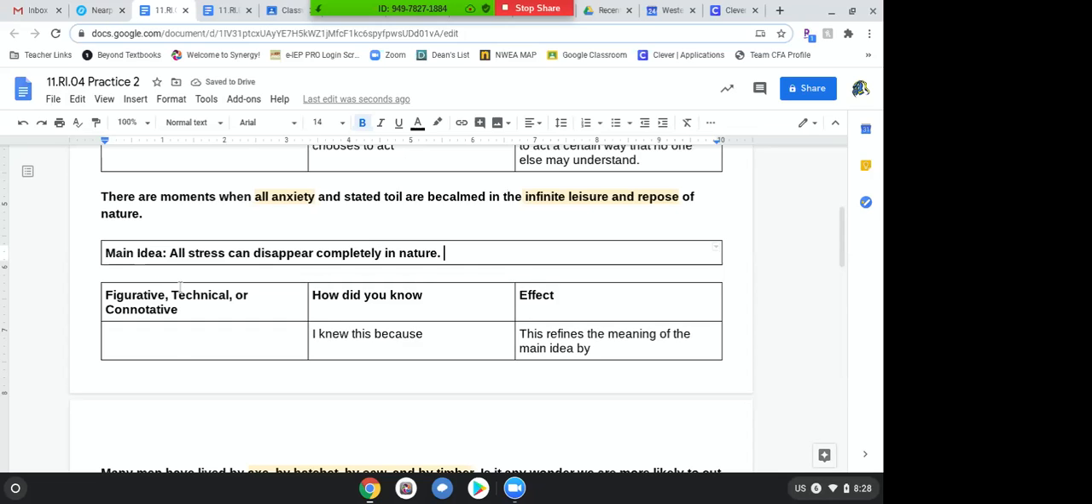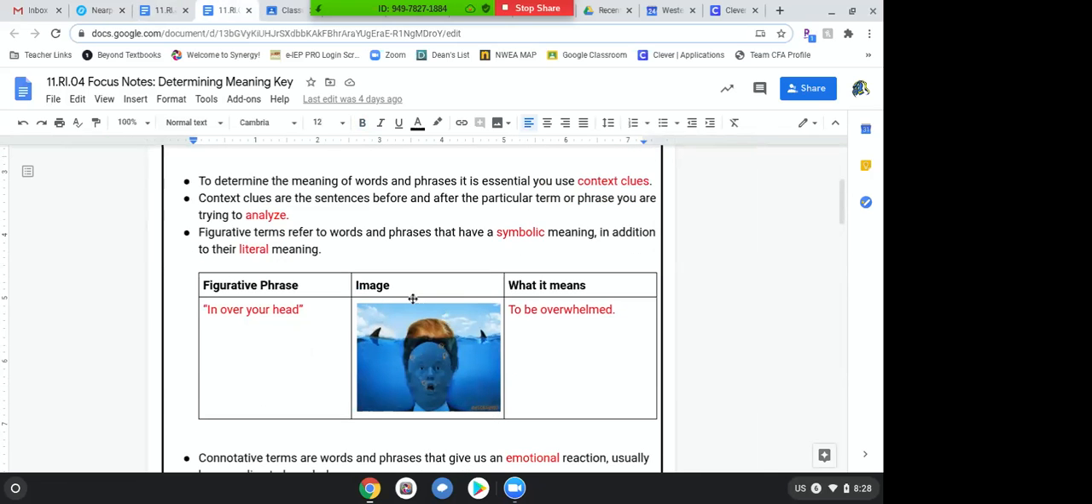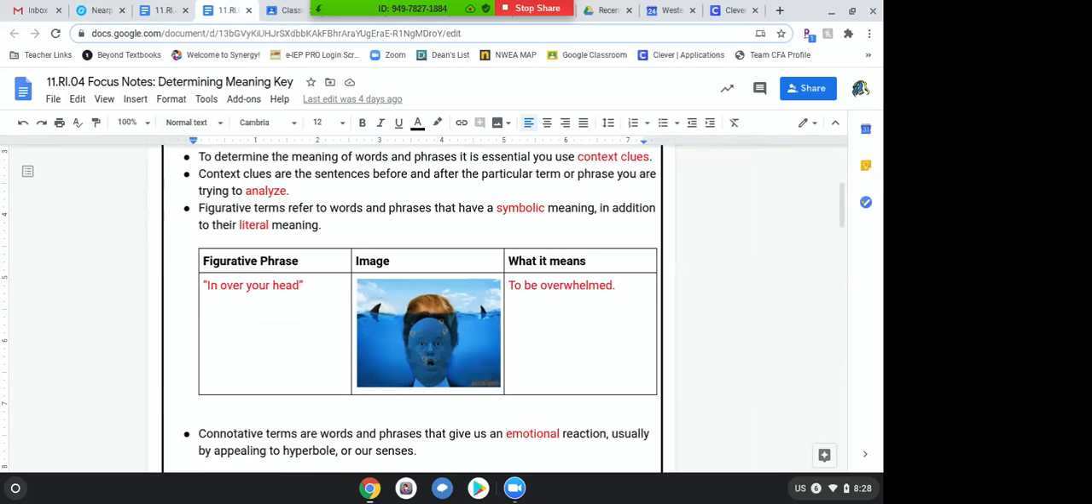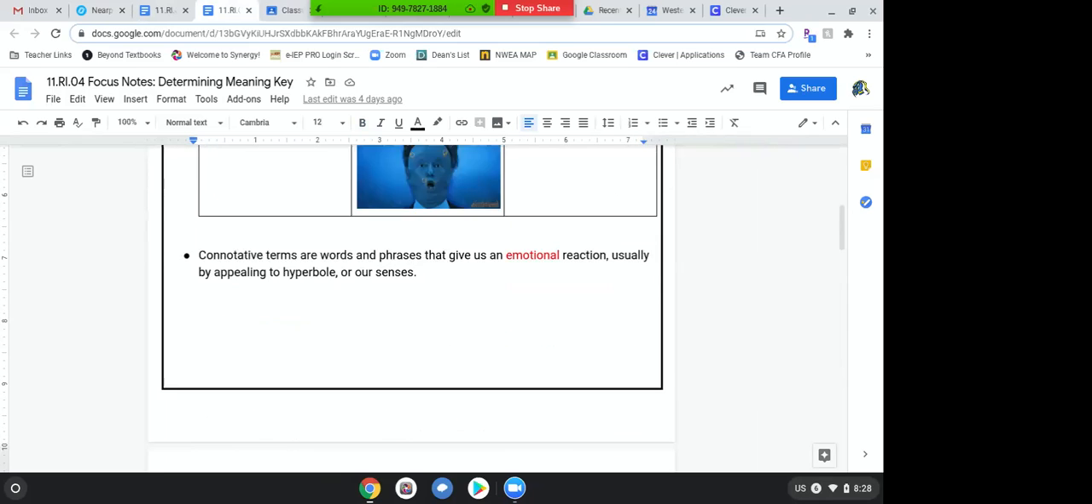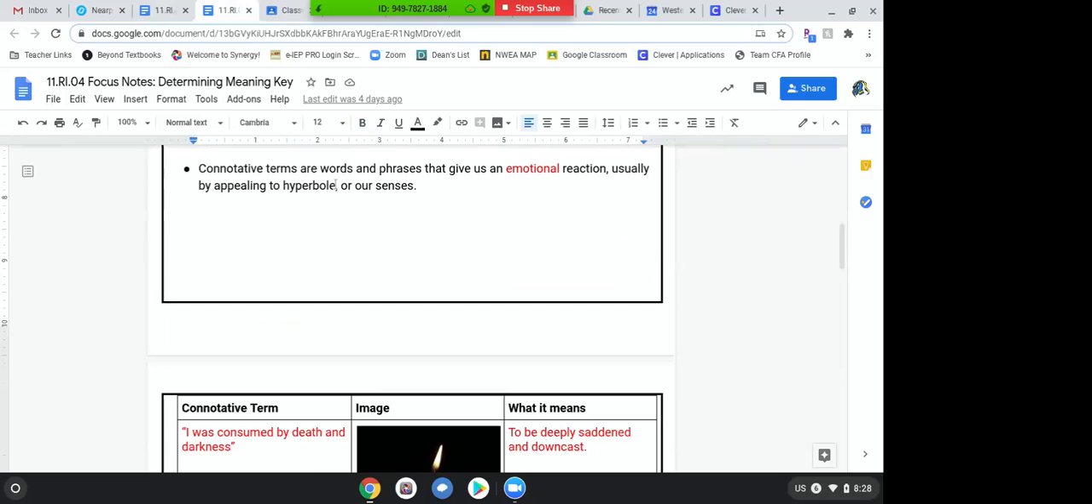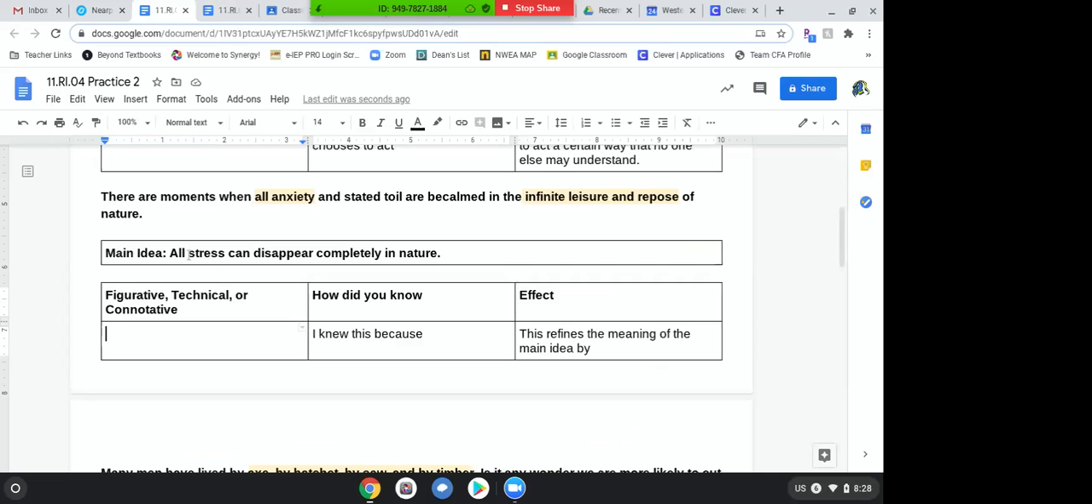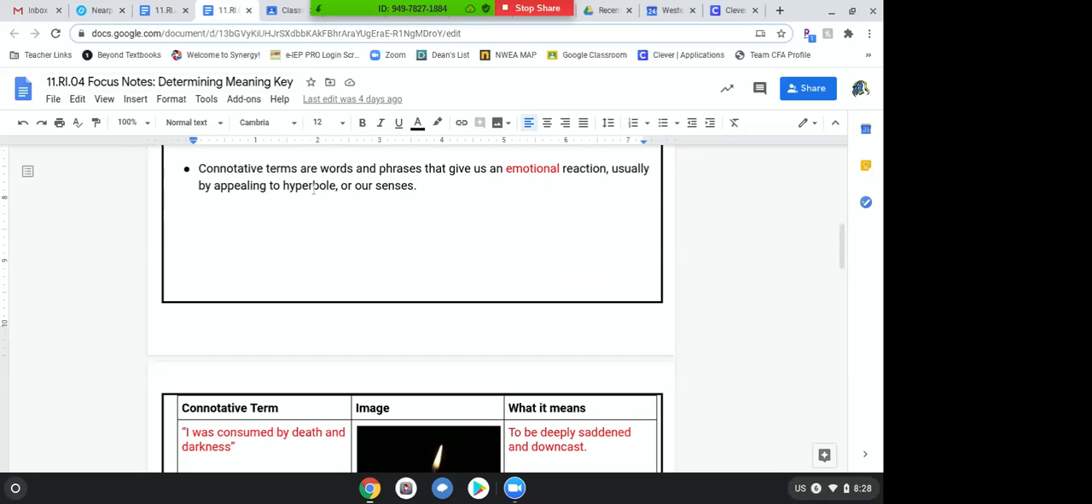So again, now I am going to look at my notes. Is this figurative, connotative, or technical? Looking at figurative, I don't see anything that could not be interpreted literally. So it will not be a figurative term this time. I did see some hyperbole, some exaggeration, right? If we look at this, all anxiety, infinite, never-ending leisure. Those are hyperbolic. Those are exaggerated.